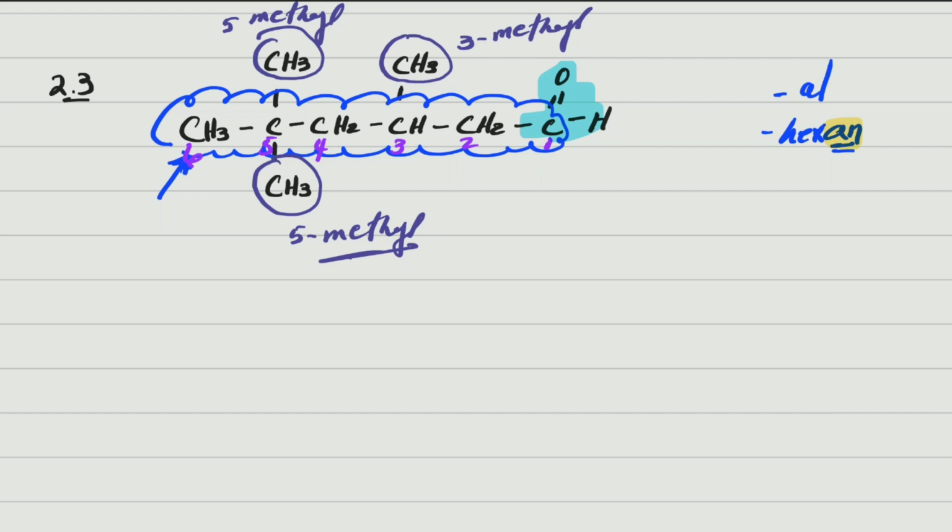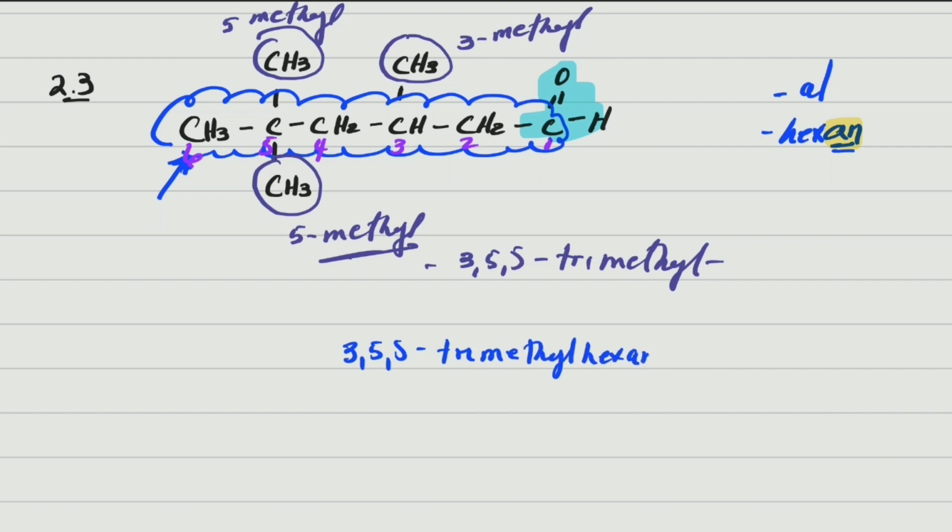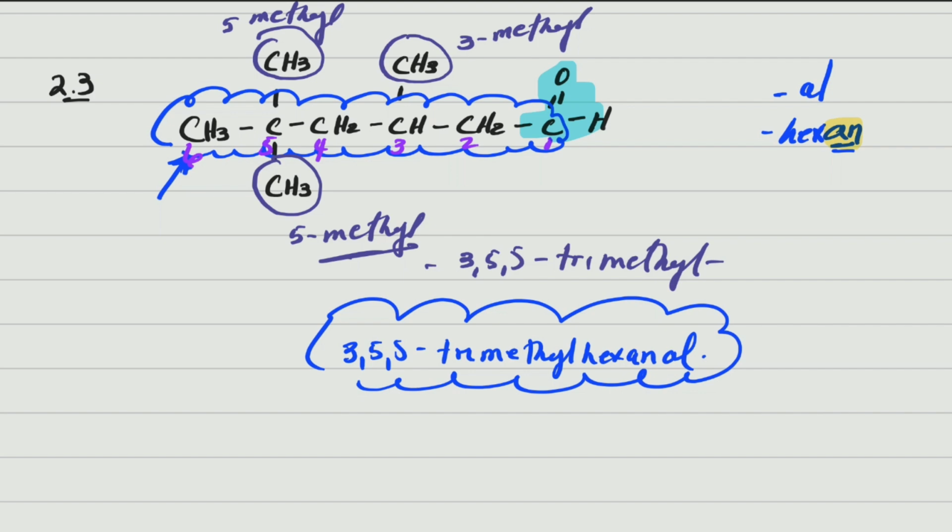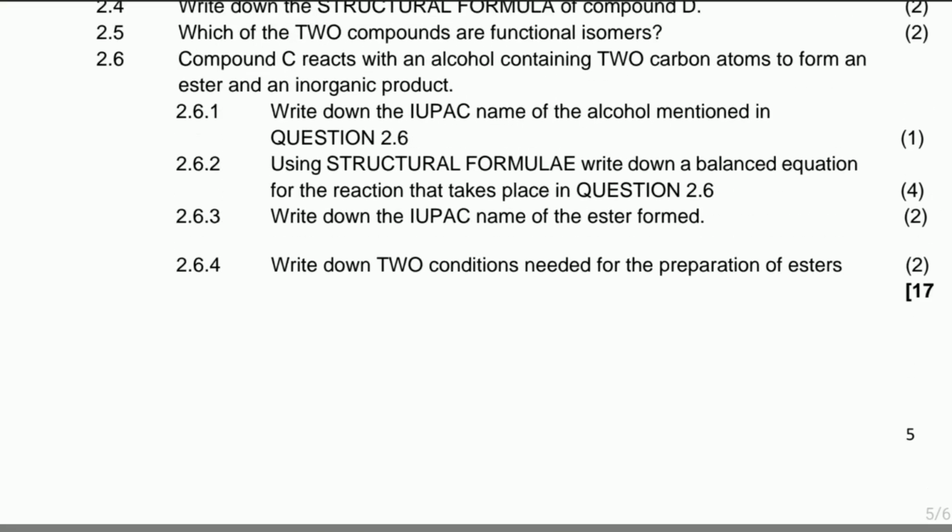So how do you write these substituents? It will be 3, 5, 5-trimethyl. And then the rest is just combining everything we have. So the final name of the compound will be 3, 5, 5-trimethyl hexane, hexanal. That is the name, saying together. 3, 5, 5-trimethylhexanal. That is the name of the compound, guys. I hope you understand. It's not that bad. Let's go to the next one.